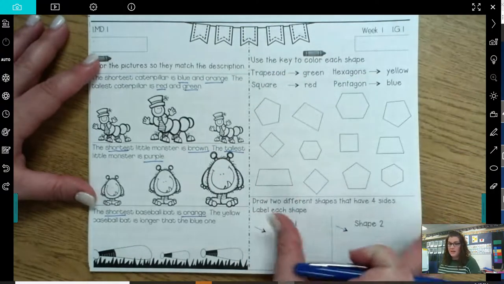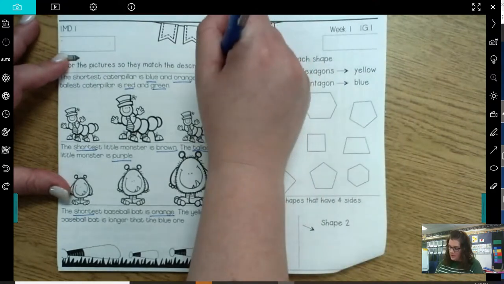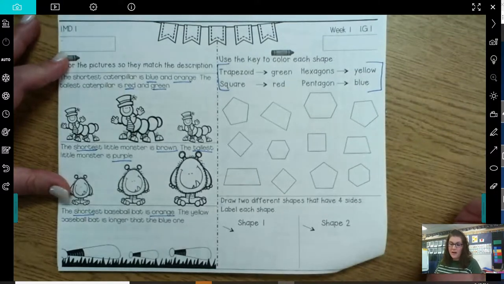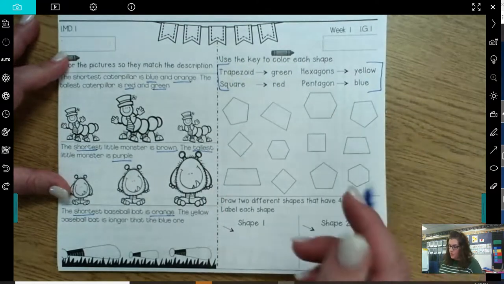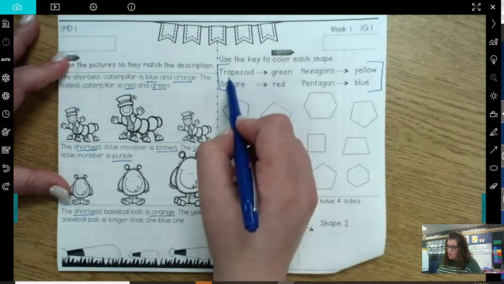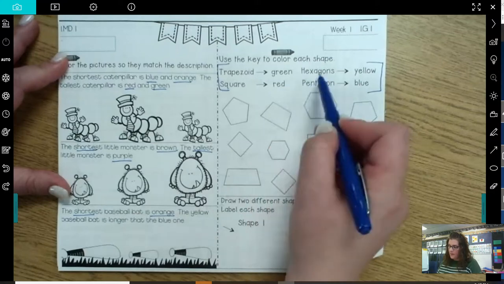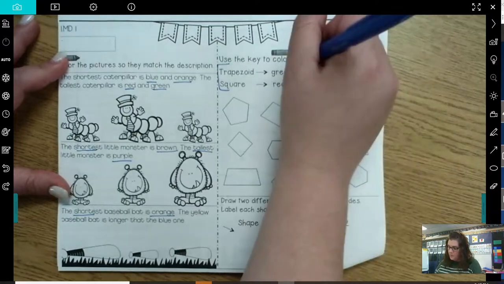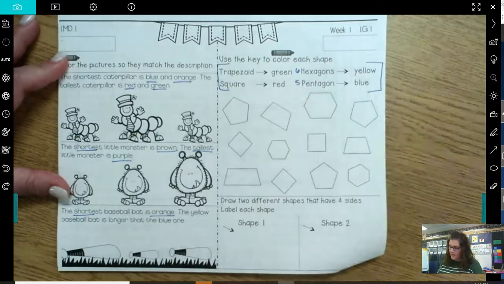Okay, then moving over to the right-hand side, we're moving into shapes. It says, use the key to color each shape. A key is, remember, where it tells us what to do. Just like on our pages on the back of our reading logs when we're coloring in the sight words or when we're doing the math, the key tells us what numbers or what words are which color. So, for this key, it's telling us the trapezoids are going to be green, squares are going to be red, hexagons are yellow, and pentagons are blue. Remember, hexagons are 6-sided shapes, and pentagons are 5-sided shapes.